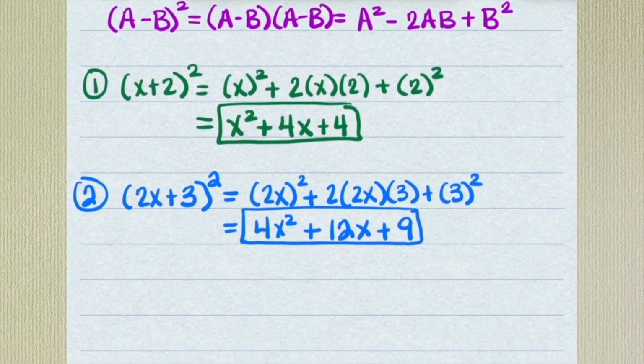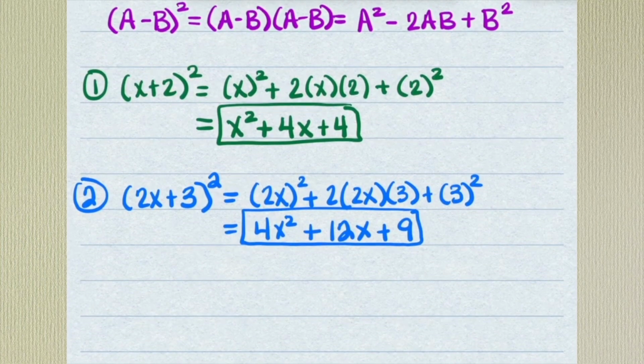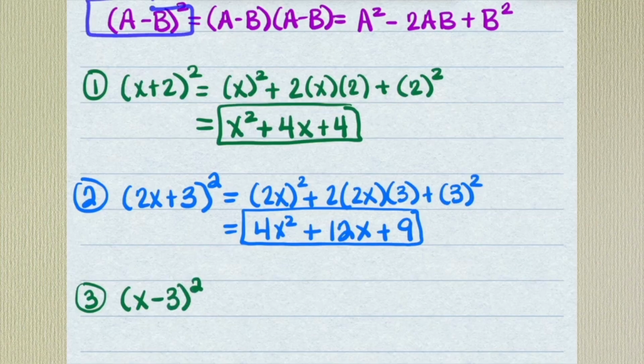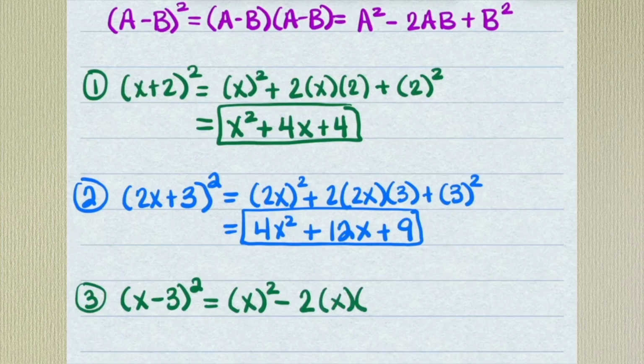Make sure y'all can see the minus. There we go. So now let's do a minus one. x minus 3 squared. The minus gives you a squared minus 2ab plus b squared. So if we just follow the property, it's going to be the first term squared minus 2 times the first term times the second term. See how I kept the minus with it? Keep the minus with that 3, okay?